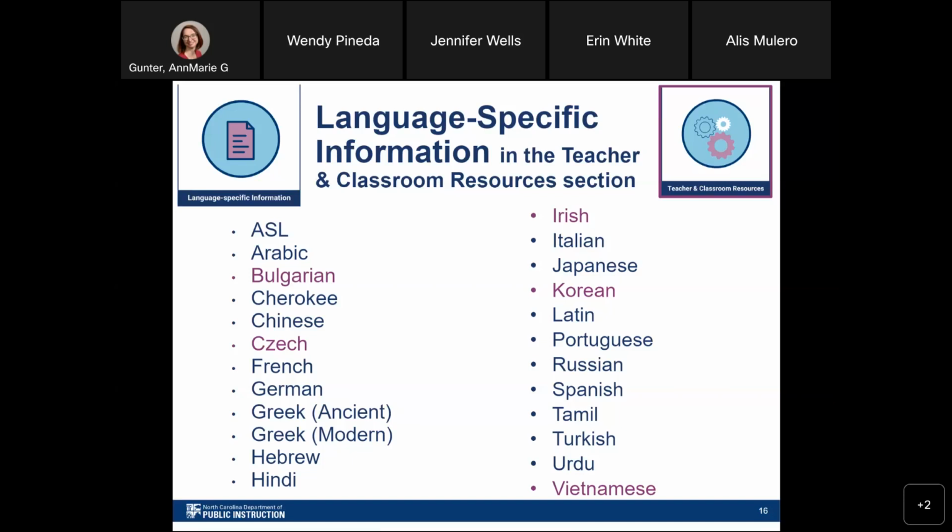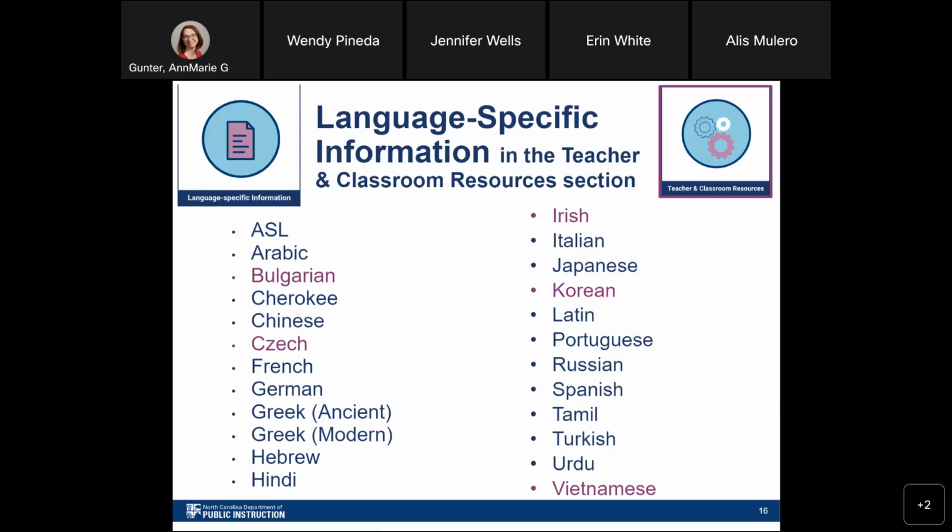You'll see a couple on here that weren't on the list for the COCOs documents, and that's because those are in the purple colors, so Bulgarian, Czech, Irish, Korean, and Vietnamese. Those are languages that either we anticipate will be offered soon in our K-12 public schools, like Korean, or that are very prominent as heritage language communities in North Carolina. So there's a Bulgarian and Czech heritage or weekend school happening. Irish is now being taught at the community college level, so it's probably only a matter of time before we have that in K-12.